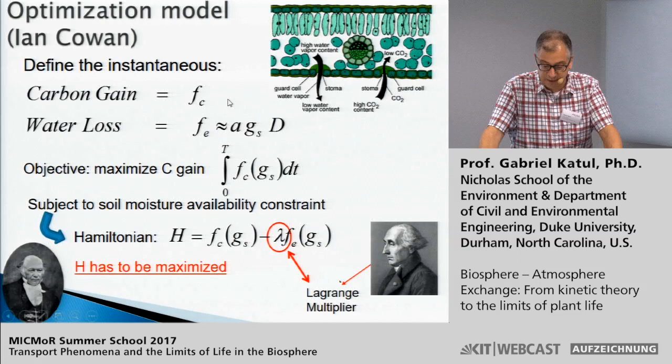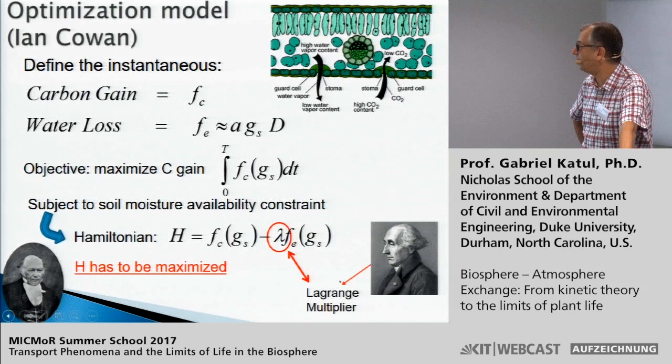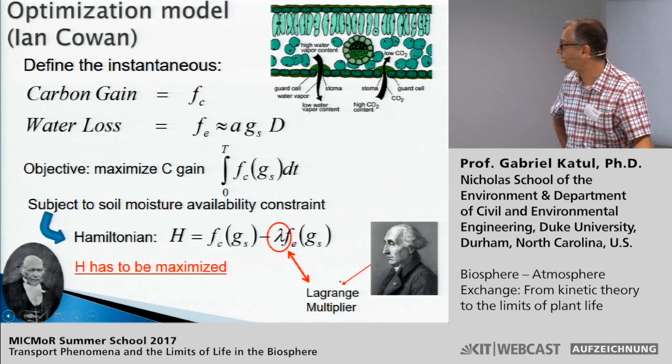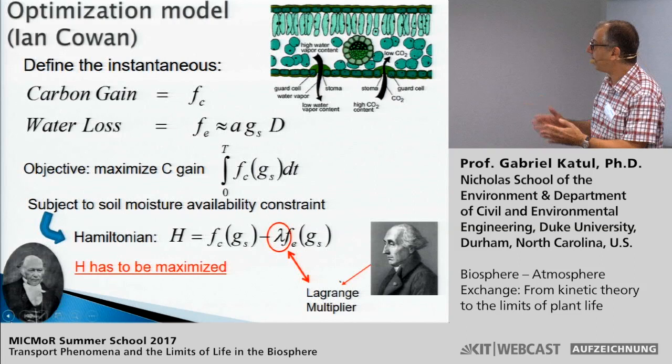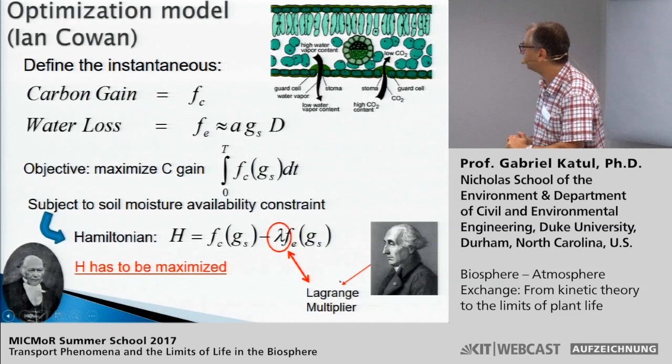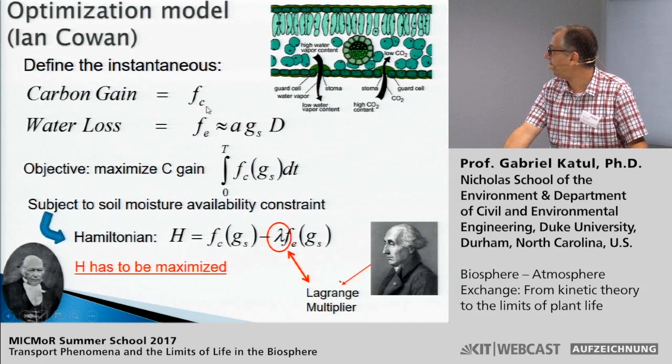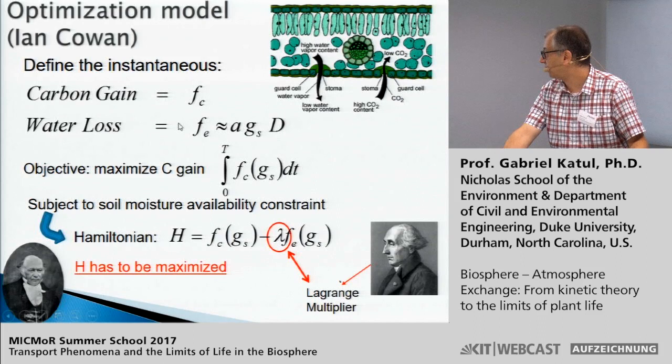Okay, now a different line of attack was taken on this problem, initiated by Ian Cowan, who John Finnegan just told me passed away recently, unfortunately. Ian actually came up with a very nice idea of formulating this problem, this closure idea, in a way that seems to be less ad hoc and perhaps is rooted in a more general ecological hypothesis. He actually argued that plants must be somehow operating in a way to maximize their carbon gain while trying to minimize their water loss. Okay, and so there are many ways you could write this sort of optimization problem.